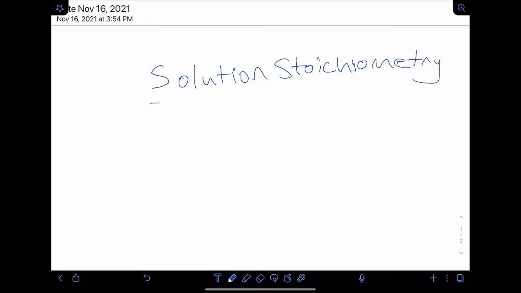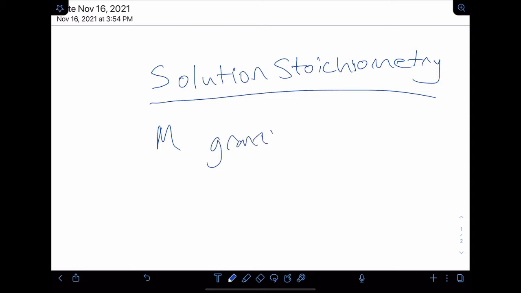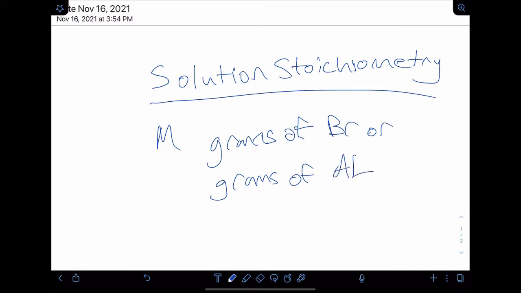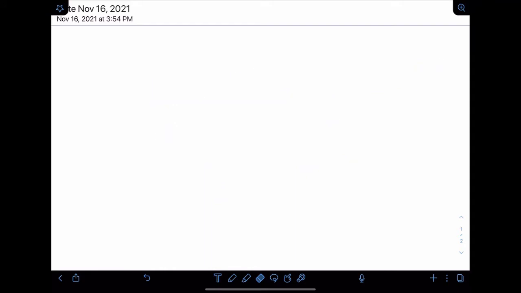Today we're going to be going over solution stoichiometry. Oftentimes in chemistry, we're given the mass of something, so I'm denoting that as M. And mass is in units of grams, so grams of bromine, for example, or grams of aluminum, Al. Another important aspect of chemistry is finding the number of moles of a certain substance. So we can use grams of that substance and the molar mass of that substance to find moles.